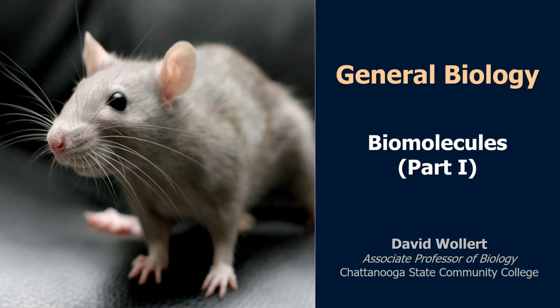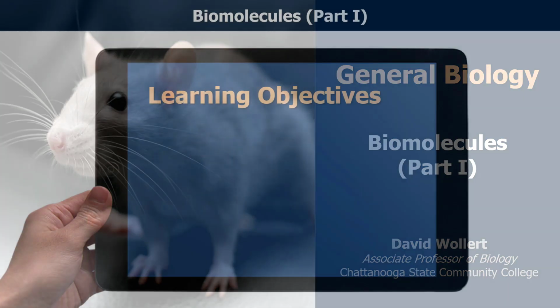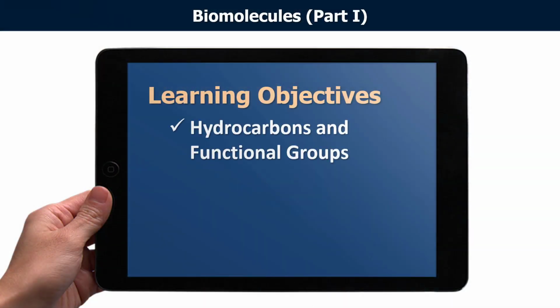So let's take a look at our learning objectives for this session. First, we'll want to talk about hydrocarbons and functional groups. We'll see that most biomolecules are made up of the elements hydrogen and carbon, with several different types of atoms added to that to confer specific properties.